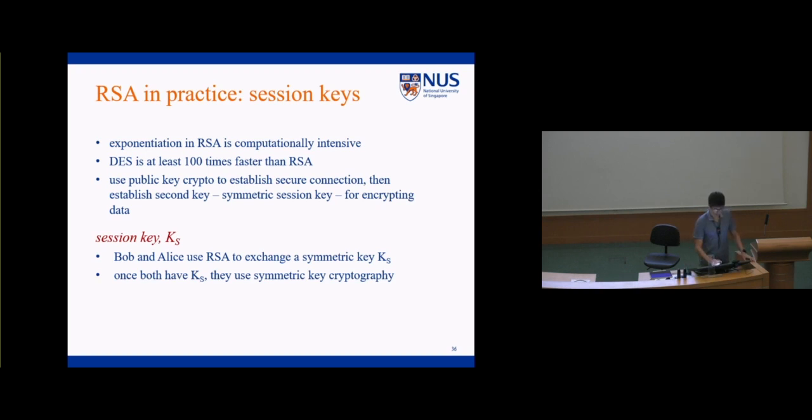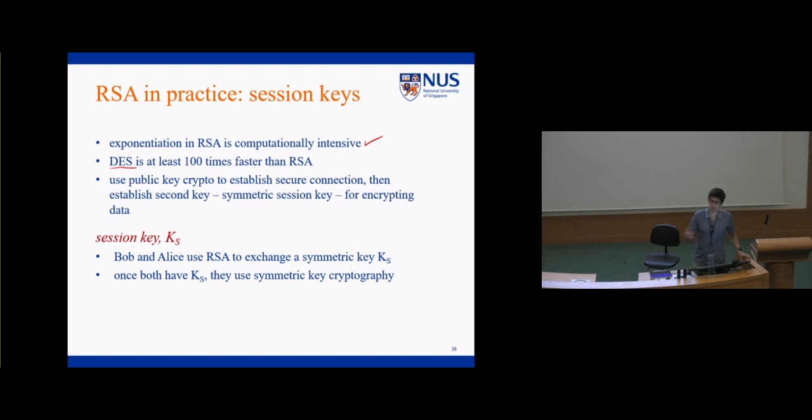So we already discussed exponentiation in RSA is computationally intensive because of the modular exponentiation. And DES, so this was the symmetric encryption scheme, and also AES, they're at least 100 times, sometimes thousands of times faster than RSA. So even though we can potentially use RSA to encrypt our messages, we still prefer to share a key and encrypt the messages with our shared key if the confidentiality is the property we want to provide.